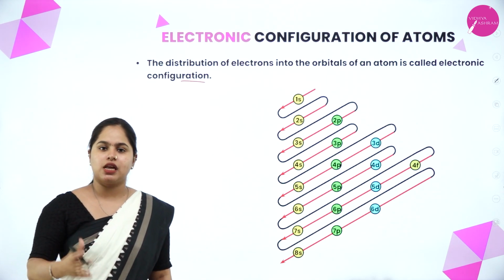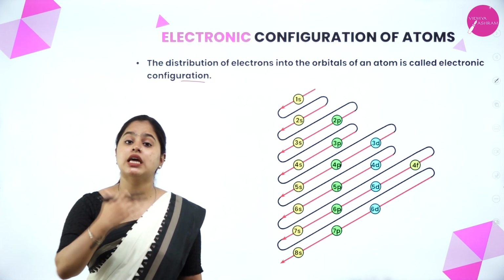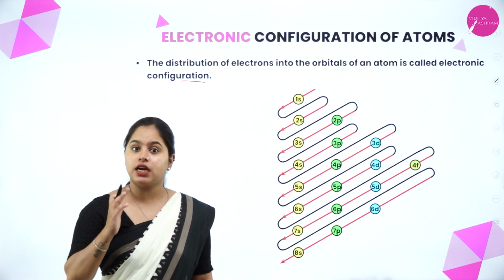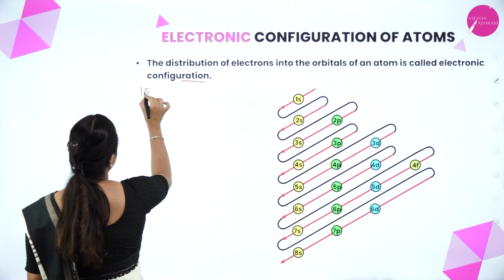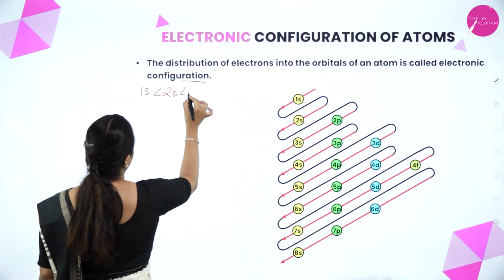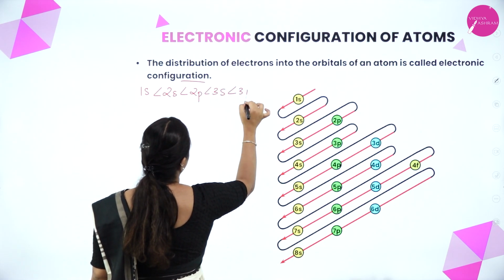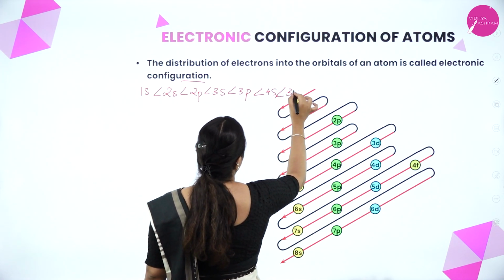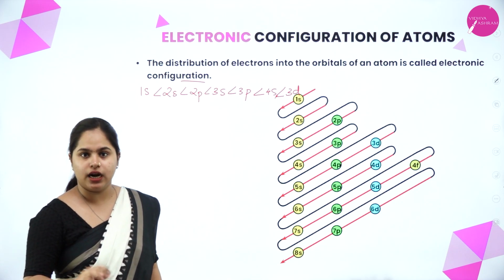What you have to understand is that electrons are filled into the different orbitals in the increasing order of the energies of these orbitals. We studied about the energies of orbitals, right? What was the order? 1s, then 2s, then comes 2p, 3s, 3p, then comes 4s, 3d, right? This was the order. From this diagram also you can easily understand it.